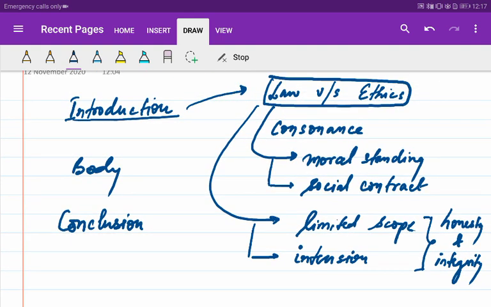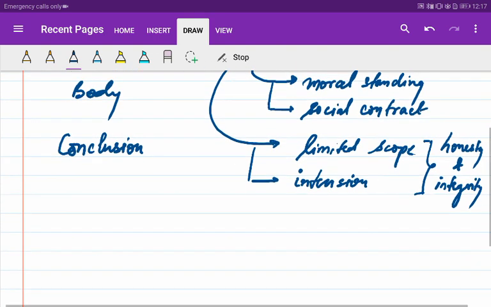So laws have a limited scope, they can tell you the dos and don'ts of something, whereas ethics define the underlying thought process, the underlying logic behind carrying out that action. So this could be your introduction, where you bring out the difference between law and ethics, and when these two things are in conflict, you face an ethical dilemma kind of situation.